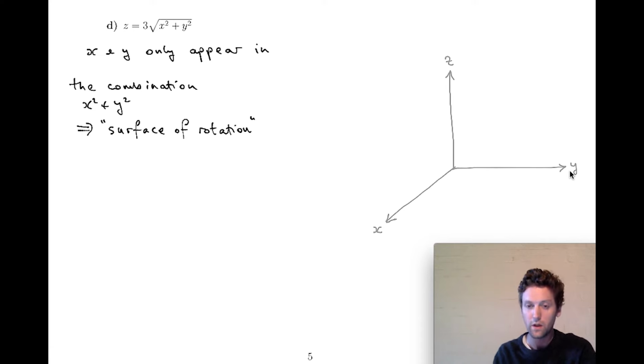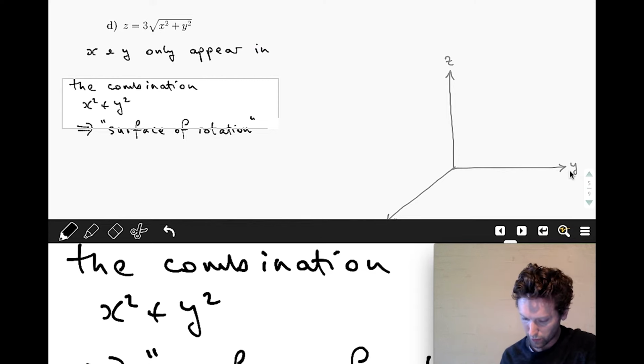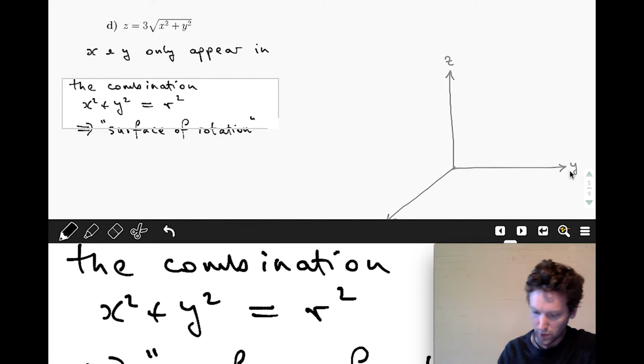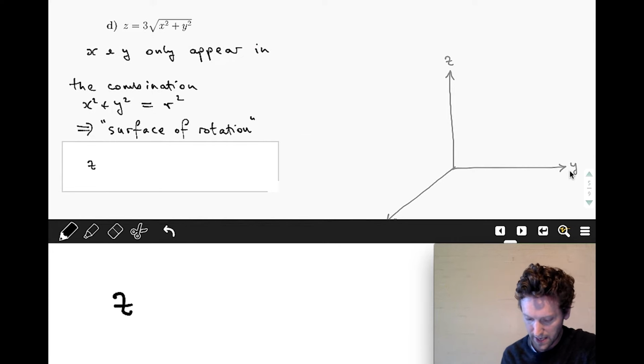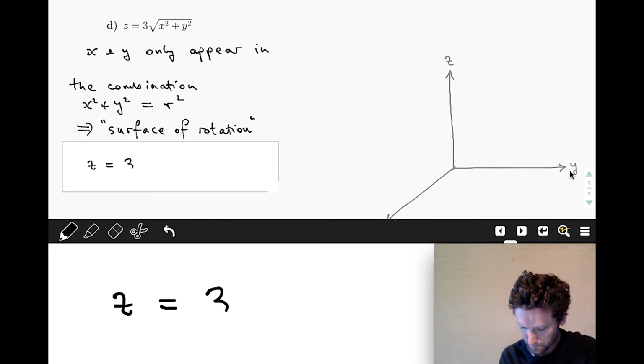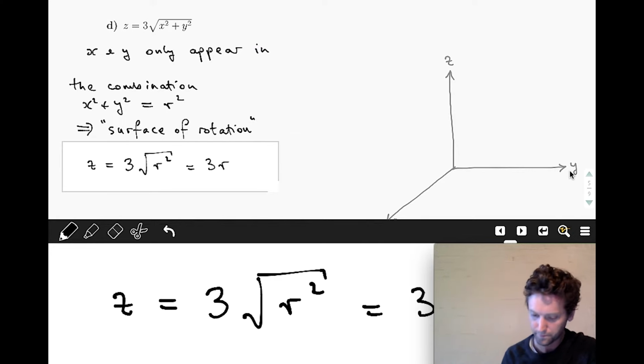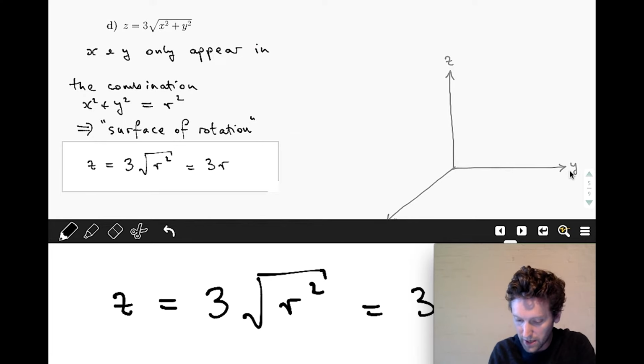In other words, it's going to look the same no matter how I rotate it about the xy plane. So what do I mean by that? Well, let's replace the function x squared plus y squared with an r squared and see what that would look like. So again, I'm going to replace the combination x squared plus y squared with r squared. That means that my function z is actually not really a function of x and y at all. It's really a function of r, just one variable. So it's just equal to 3 times r.